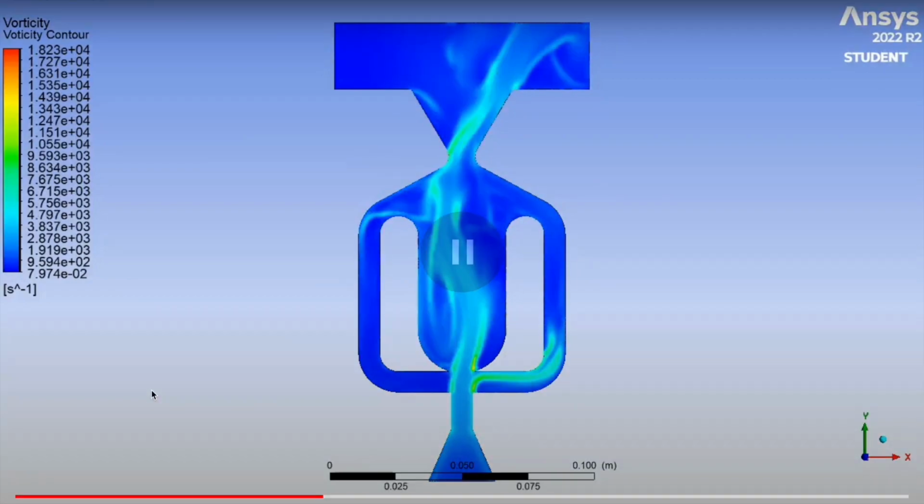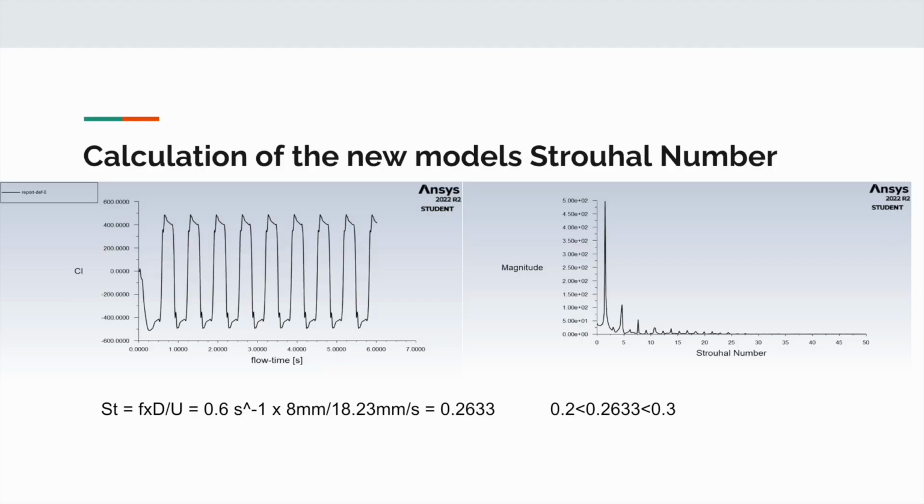Lastly, to check whether the Strouhal number, which is associated with the oscillation of the fluid, was in the range we expected, we have used the lift force versus flow time and lift force versus Strouhal number graphs. We calculated the frequency from the first graph, which is 0.6 Hz, and since D and U are 8 mm and 18.23 mm per second, the Strouhal number was found to be 0.2633, which is the acceptable range for shapes that have curved edges.